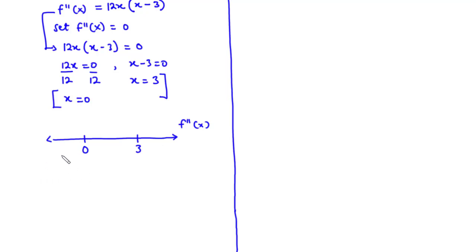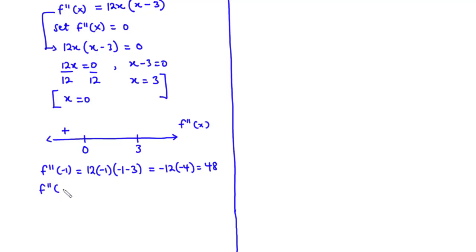So for a value that is less than 0, we can choose x equals -1. So we have f prime prime of -1, and that is equal to, using this function, 12 times -1 times -1 minus 3. So we have 12 times -1 is -12, and then -1 minus 3 is -4. -12 times -4 is 48, and that is a positive value.